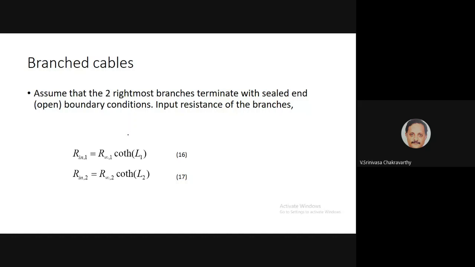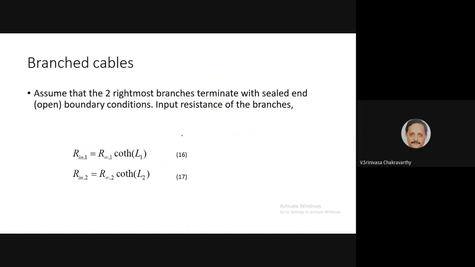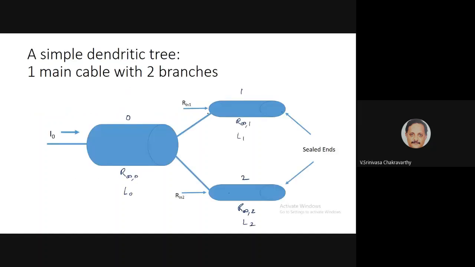So let us take these two branches first, and the input. These are sealed ends because we assume that the dendritic tree ends here. So we're taking a small dendritic tree. Since it ends here, this is a sealed end. Therefore, the R in for this is given by R infinity 1 times coth of L1 for the first one, and R infinity 2 times coth of L2 for the second one. So you have R in 1 and R in 2, which are the input resistances of these two cables.